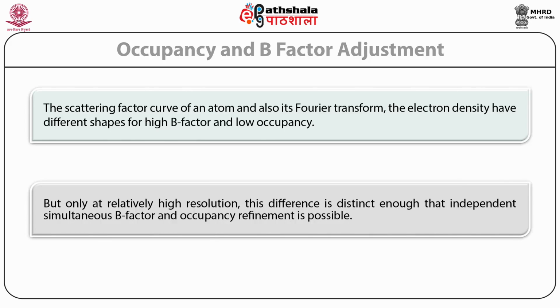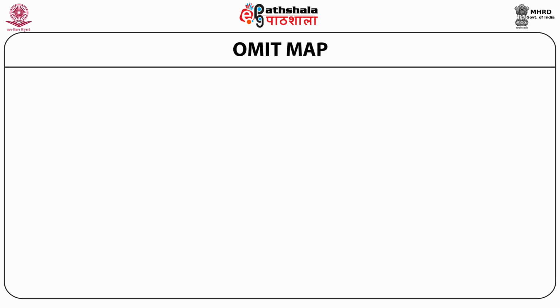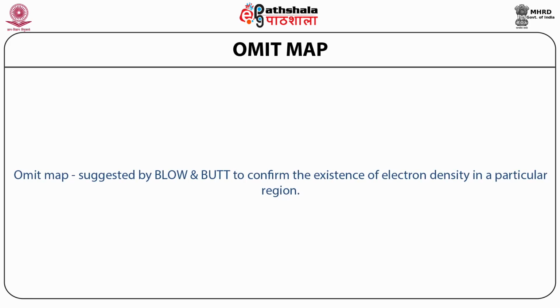Omit map. After doing the model building, it is always better to do an omit map. It was suggested by Blow and Matthews to confirm the existence of electron density in a particular region. To do this, some of the amino acid residues are removed in the final stage of refinement, and an omit map is calculated to check whether the removed amino acids appear again in the electron density map or not.